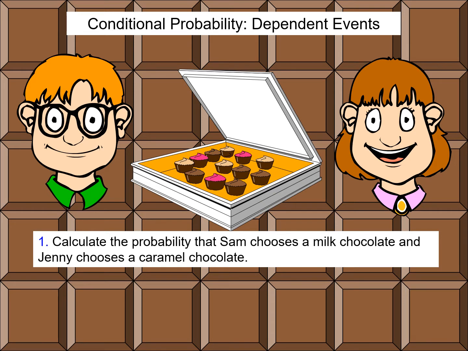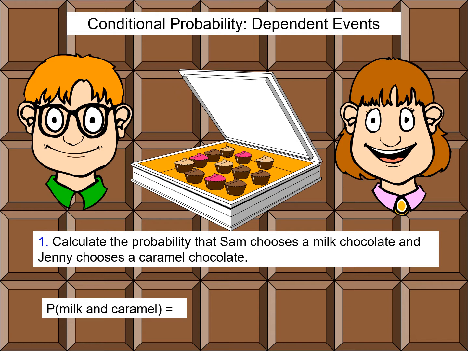Let's take a look at the second example. This time we're going to calculate the probability that Sam chooses a milk chocolate and Jenny chooses a caramel chocolate. Slightly different to the first example because they're both having different chocolates. So maybe less of an effect on the probability.